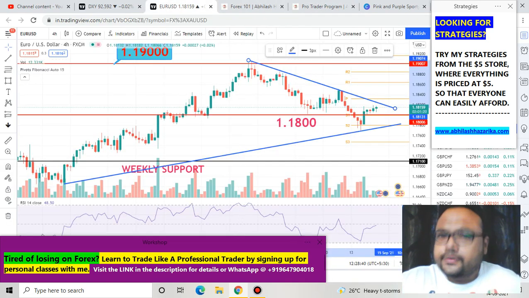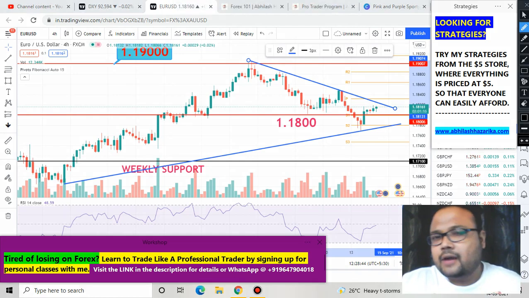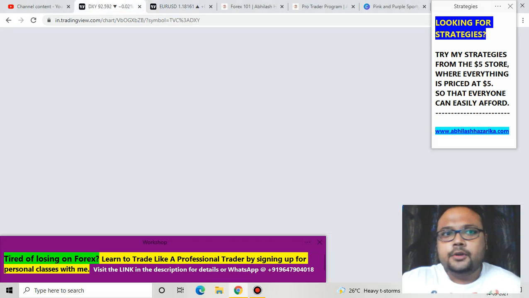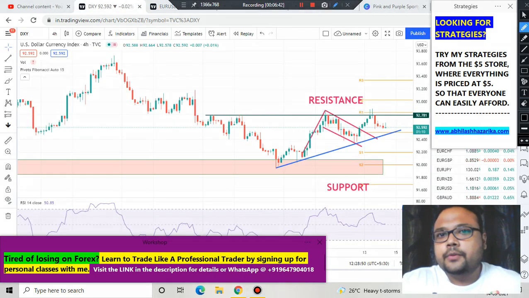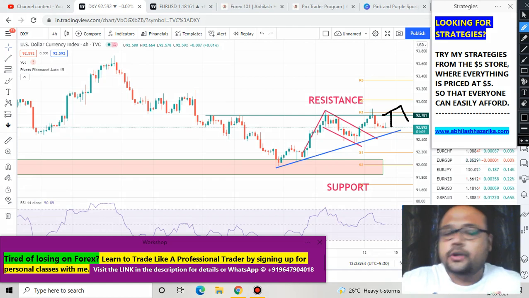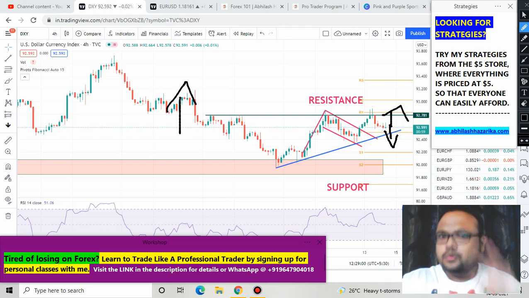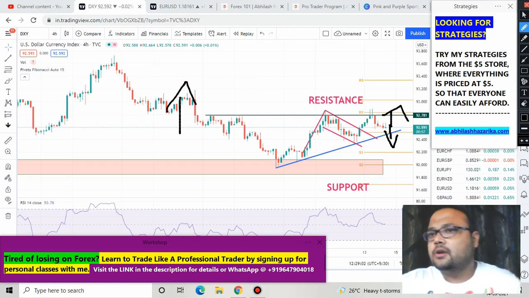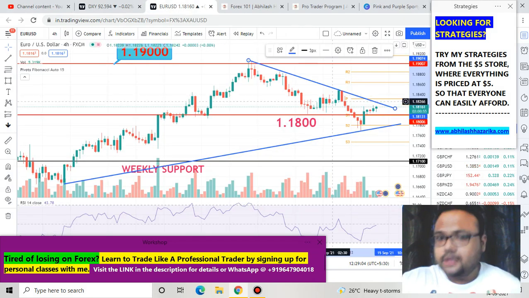So wait for the market to give you a proper direction. After a couple of hours, the US dollar will be volatile, and if the dollar gives you a breakout towards the upside, then definitely you can go for shorting euro USD. On the other hand, if the dollar goes down, then there will be good buying on the euro USD. So keep your eyes on the chart of the US dollar as well as the euro USD.